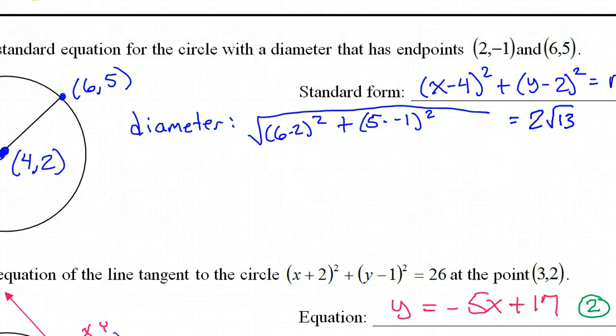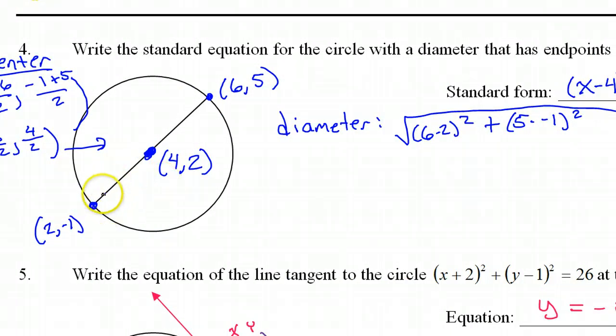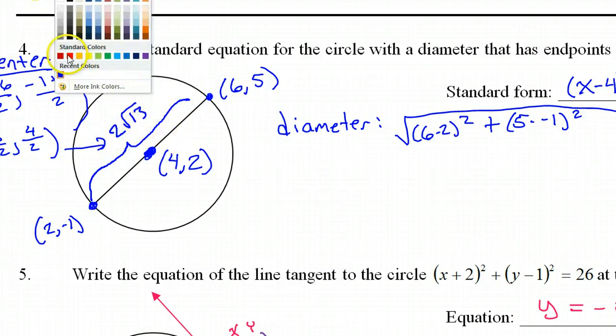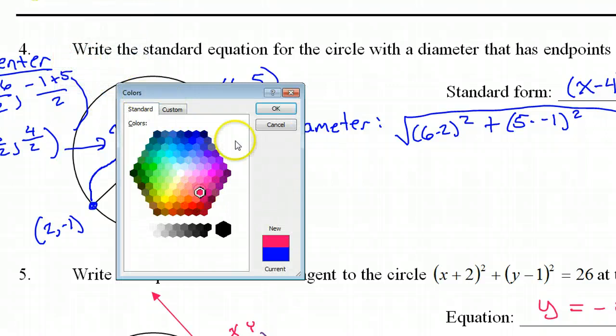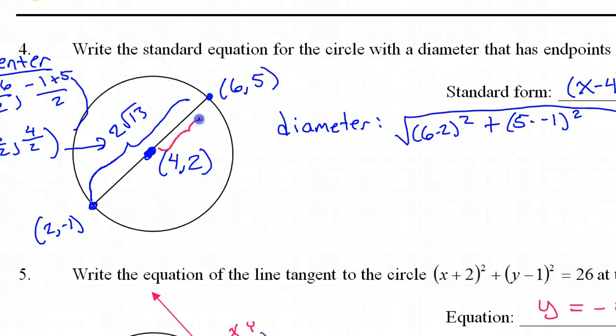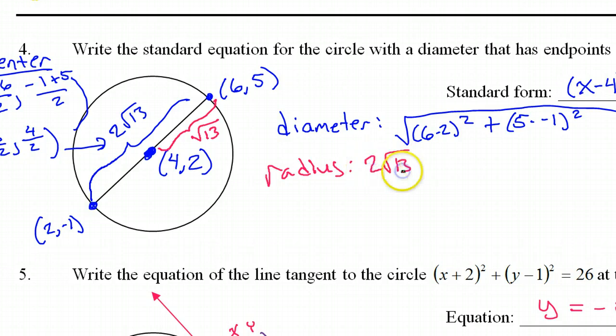And of course the radius, we know that if the entire diameter here is 2 radical 13, then the radius, which of course is from here to here, will just be radical 13. It's half. Okay, so the radius is our 2 radical 13 divided by 2. Okay, so our radius is radical 13.